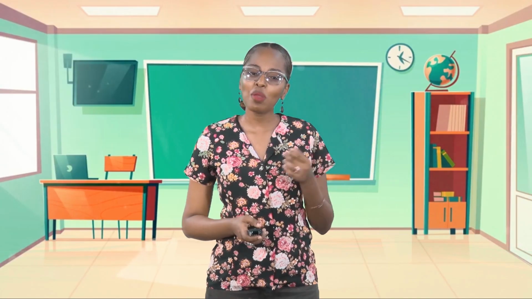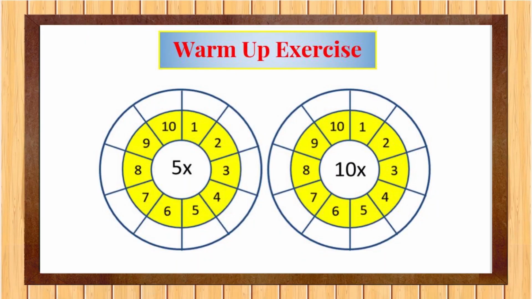Did you get it correct? Let's check. When we multiply 5 and 1, we get 5. And the product for 5 and 2 is 10. So we write 10 just above 2. While the product for 5 and 3 is 15. And the product for 5 and 4 is 20. While the product for 5 and 5 is 25.